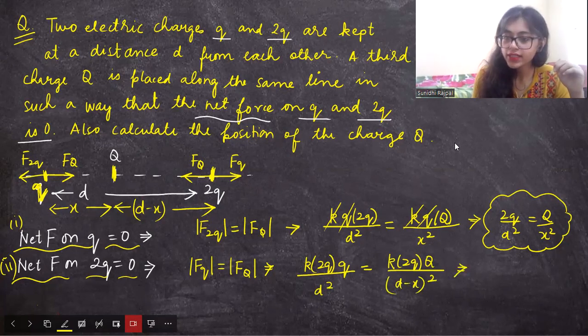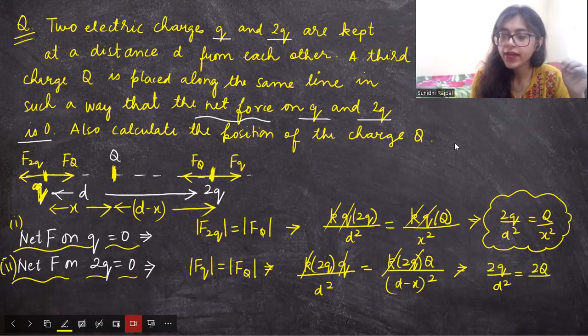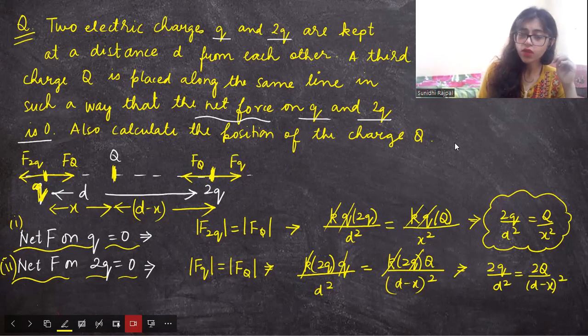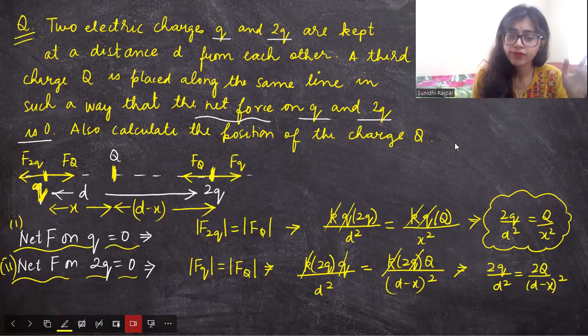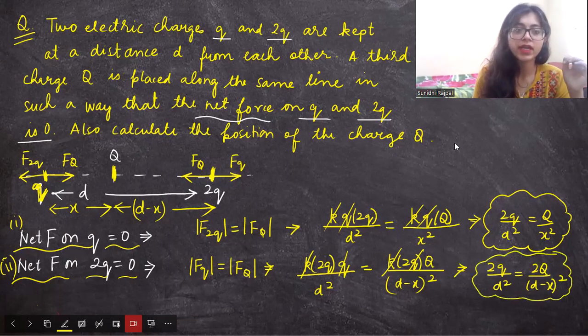Now, if I simplify this, I will get k, q, k and q. This all gets cancelled and I am left with 2q divided by d square is equal to 2q divided by d minus x raised to power 2. Okay, so this is what I am left with. Now, इसको भी I put it in a cloud. इसको भी मैं एक cloud में लिख लेती हूँ, cloud में रख लेती हूँ.